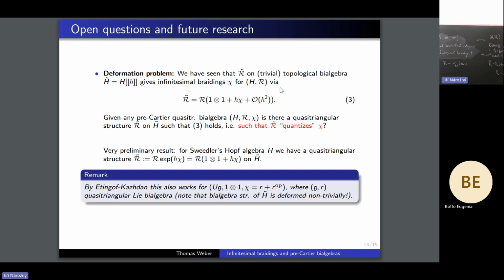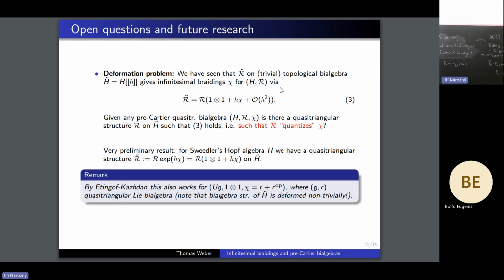So we have seen that the motivation for the axioms of chi was: you take the trivial topological bialgebra of formal power series here. You take an R matrix, R tilde, on this H tilde, and you look at the first order, this gives you the chi. Now you can ask, can I go back? So just given H, R, chi, can I find an R tilde that is quantizing my chi? And so this gives us a natural quantization problem.